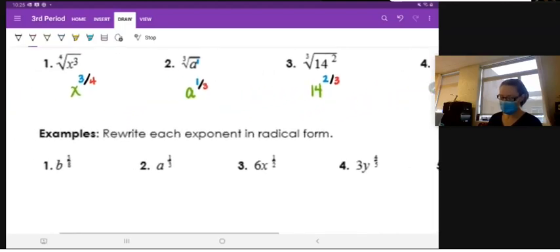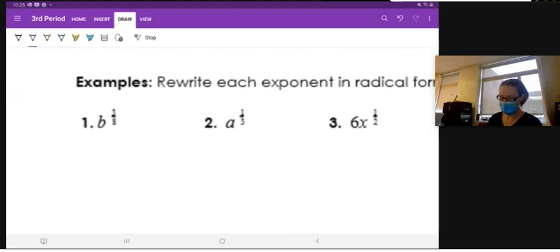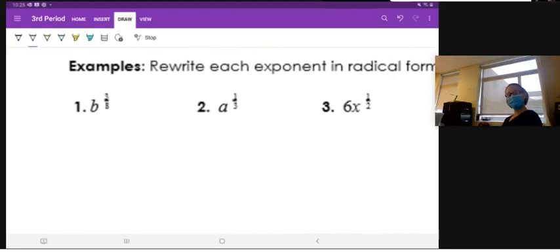Okay, we have 5 more examples. These won't be that bad. For example 1, we're going to go in the opposite direction. So here we have an exponent, and we want to write it as a radical. It's going to be hard to see it on the screen because these numbers are really small, but look at your packet. You can see it better on there.